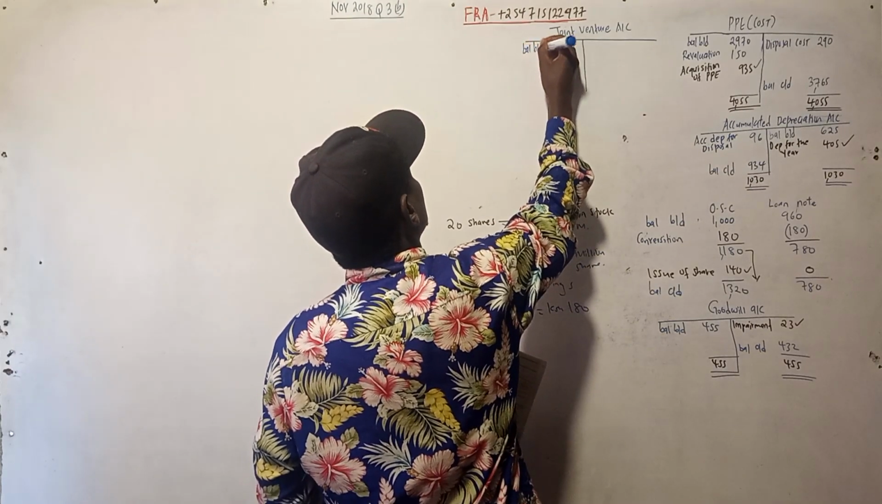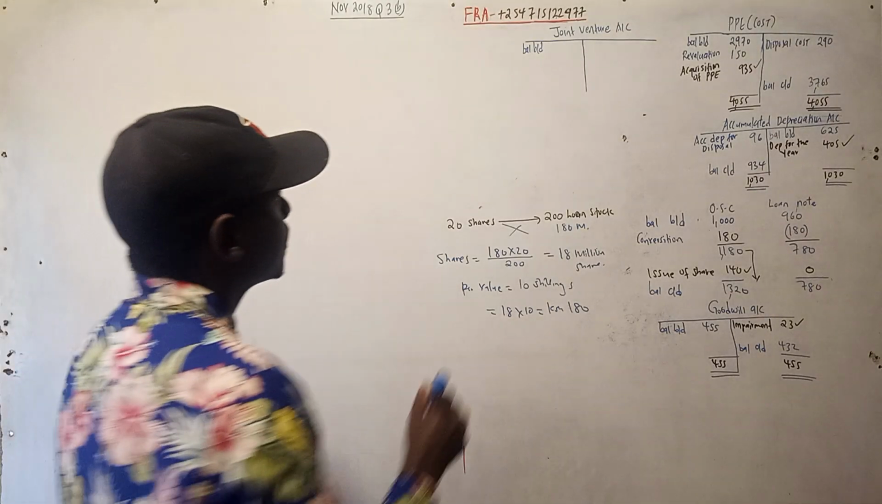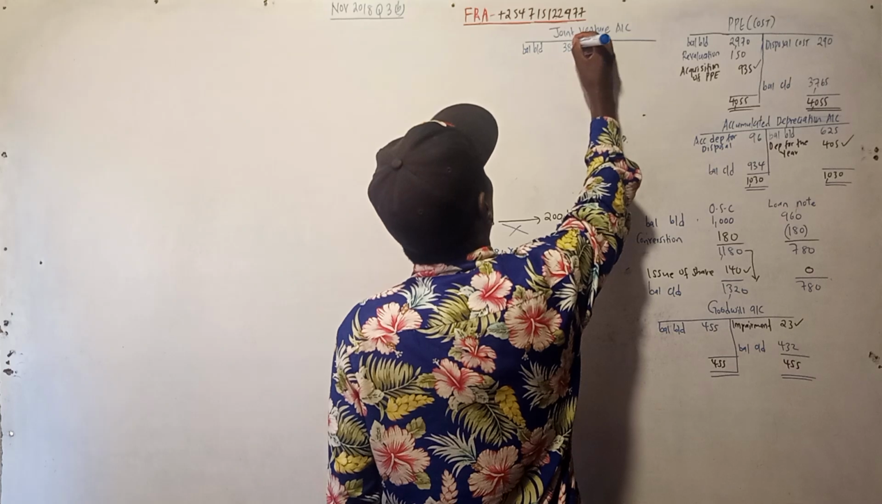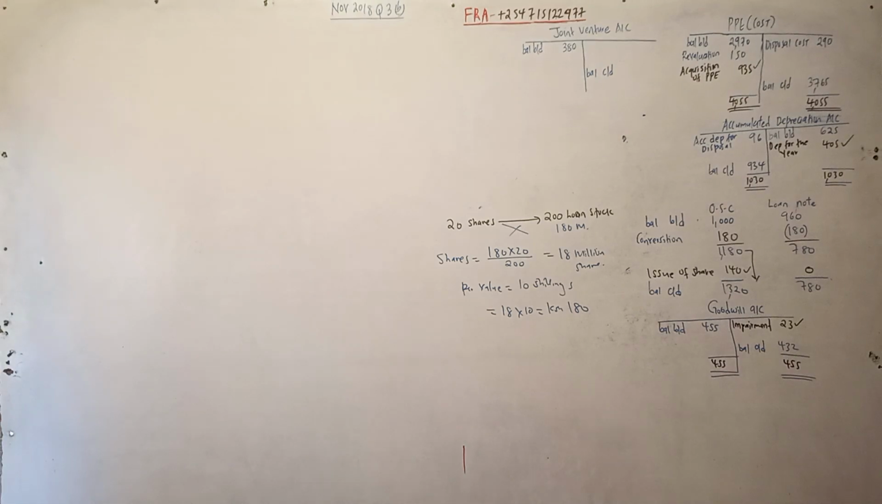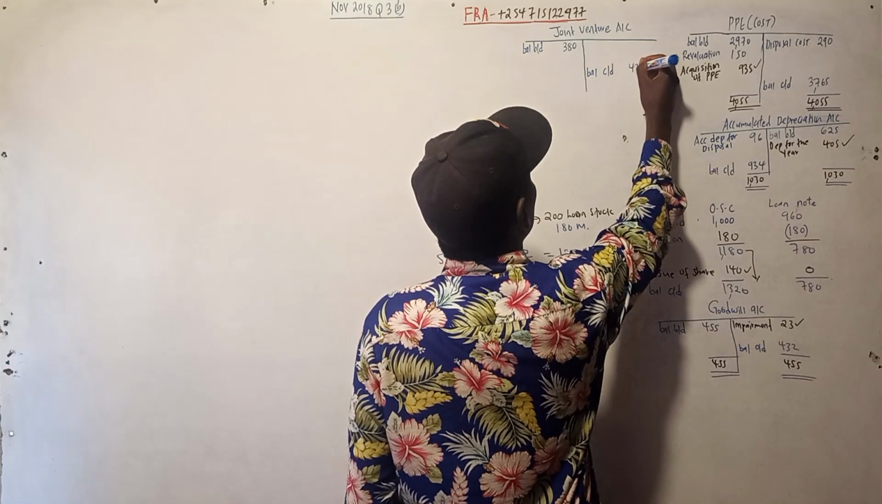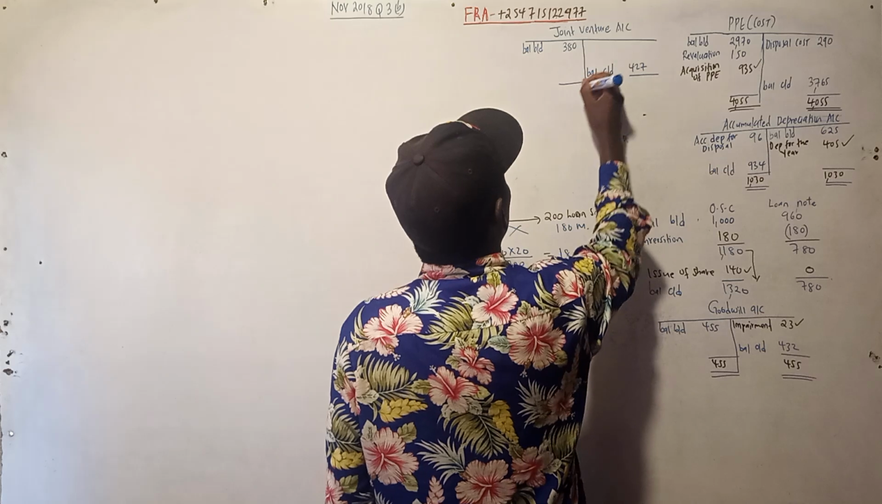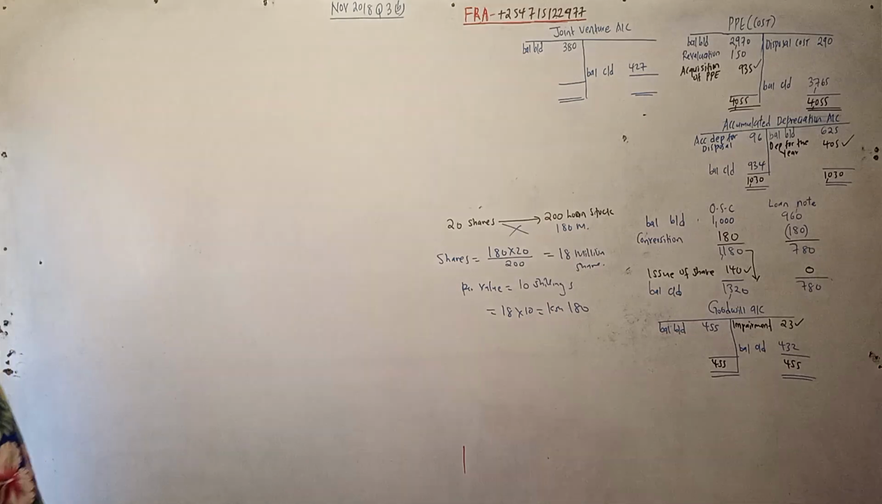Because it's an asset, we have the balance brought down. The joint venture interest at the beginning is 380. Then you have the balance carried down for the joint venture, which is 427. So we need to balance this account. But before we do, let us see if there is any item which affects this account, and in most cases it is the profit attributable to the parent from the joint venture.